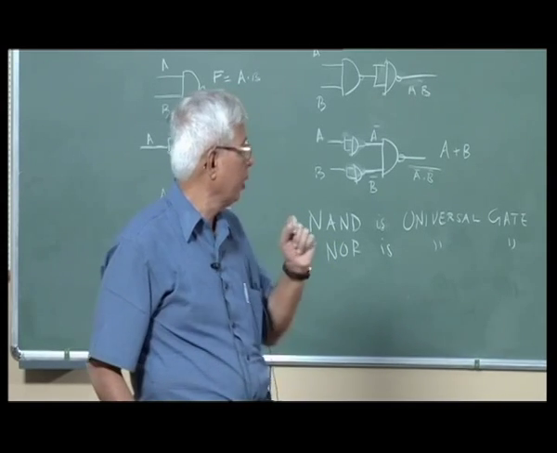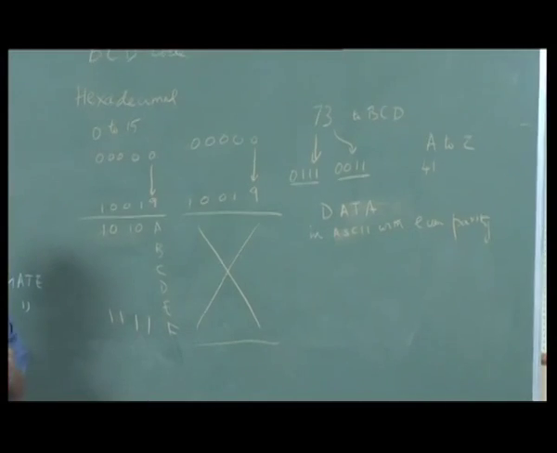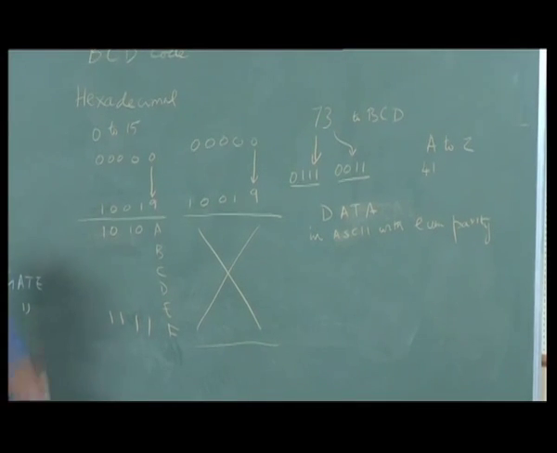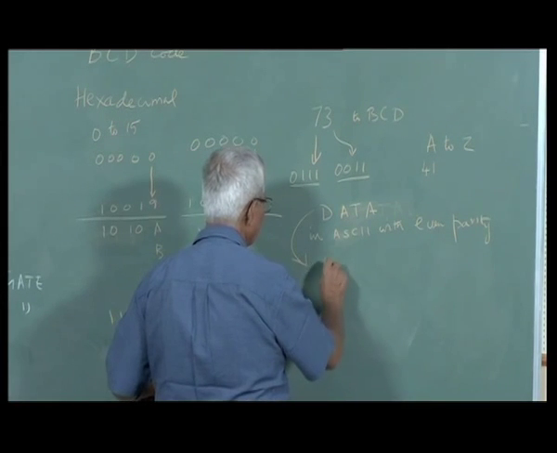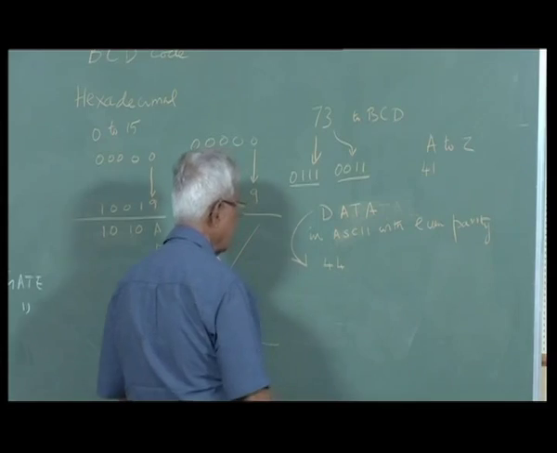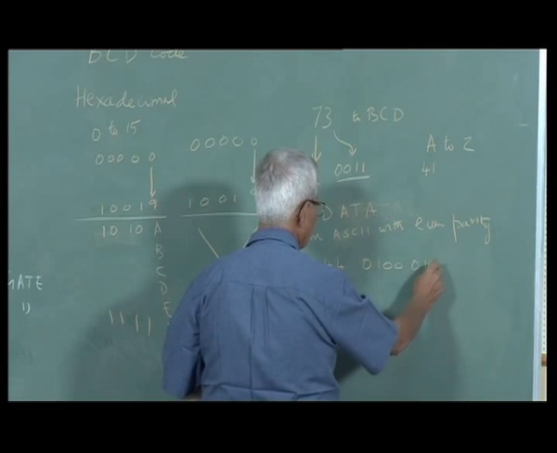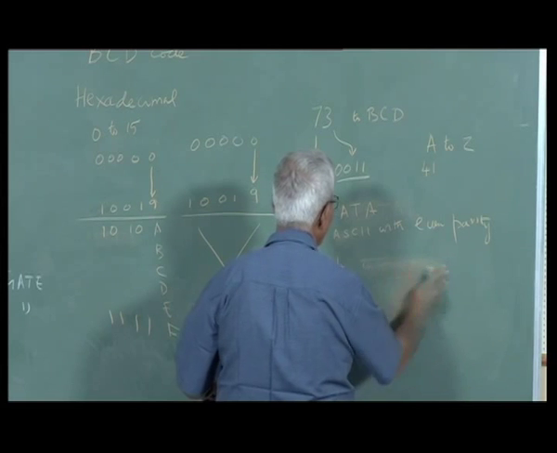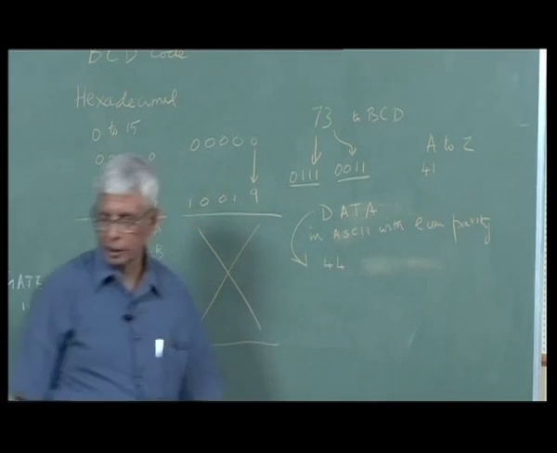Now, what will be D then? A, B, C, D, 44. 1, 2, 3, 4. So this is 44 hexa. No, I'm sorry, 44 will not be represented like this. The hexadecimal 44, how do you represent it?